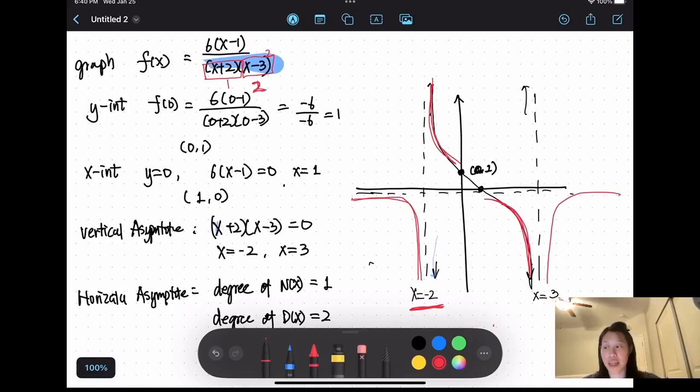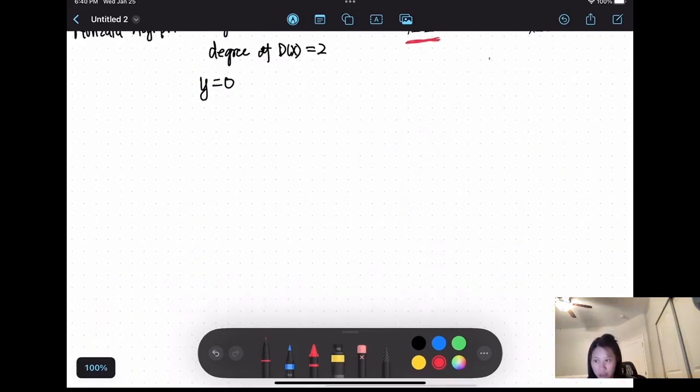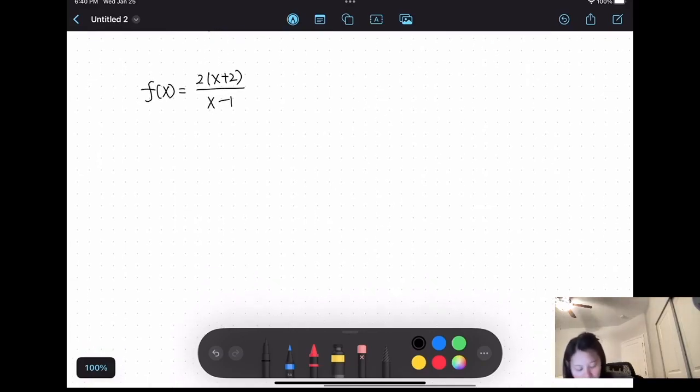Okay, I am going to show you another example about how to find asymptotes. So now take a look. If I have a graph f(x) equals 2 times (x plus 2) over (x minus 1). Again, find the y-intercept. Y-intercept is when x equals 0. So I have 2 times (0 plus 2) over (0 minus 1). I have negative 4. So my y-intercept is (0, negative 4).